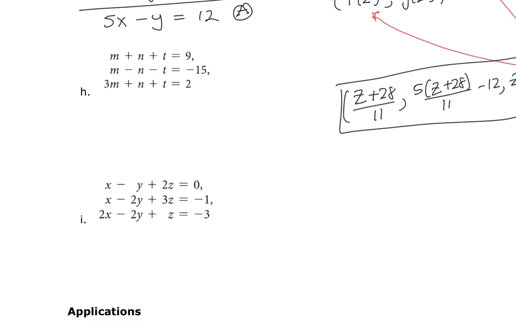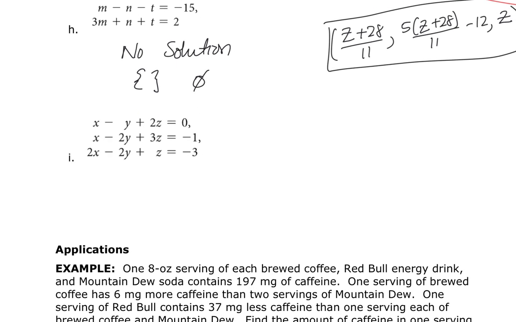Now I'm going to go ahead and let you do h and I, since I've shown you what happens when we have nice numbers, when we have no solution, and when we have an infinite number of solutions. So for h, hopefully you found a false statement, and so we know this one is a no solution. And we either do the curly brackets that are empty, or a 0 with a slash through it, which means empty set, or you write the word none if that's what's required in the homework. Then with question 11, or 11I, I guess, you should have got the ordered triplet 0, 2, and 1.